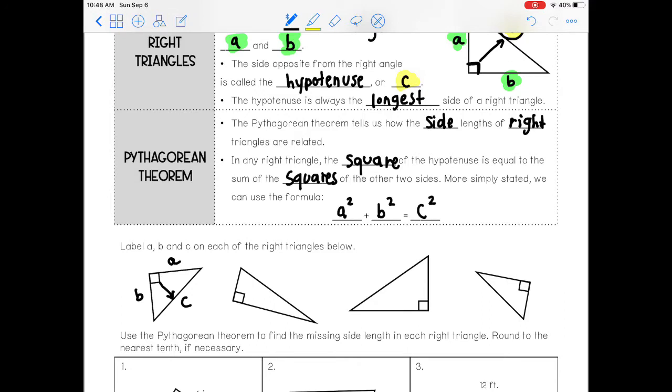Well, this one again, the one touching the right angle is A and B. The one opposite the right angle is C. The same goes for the next two triangles: the sides touching the right angle are A and B, and the one opposite the right angle is C.